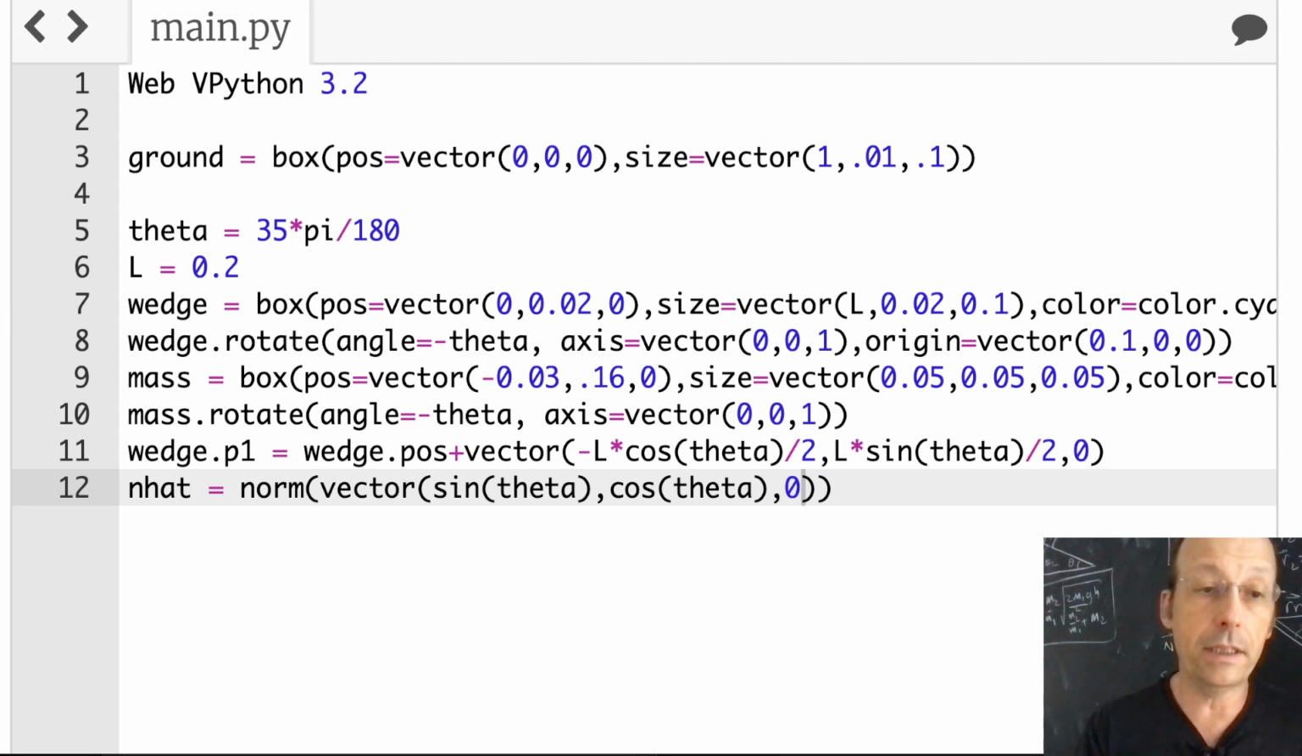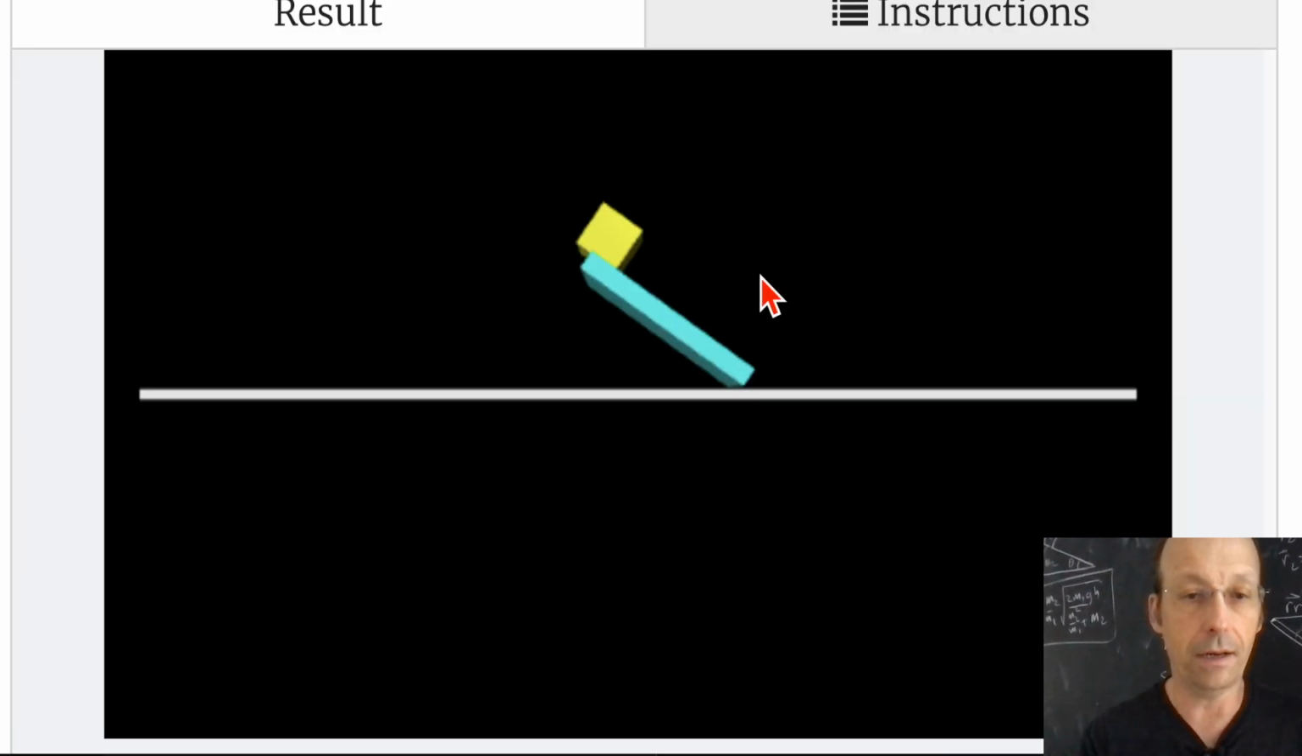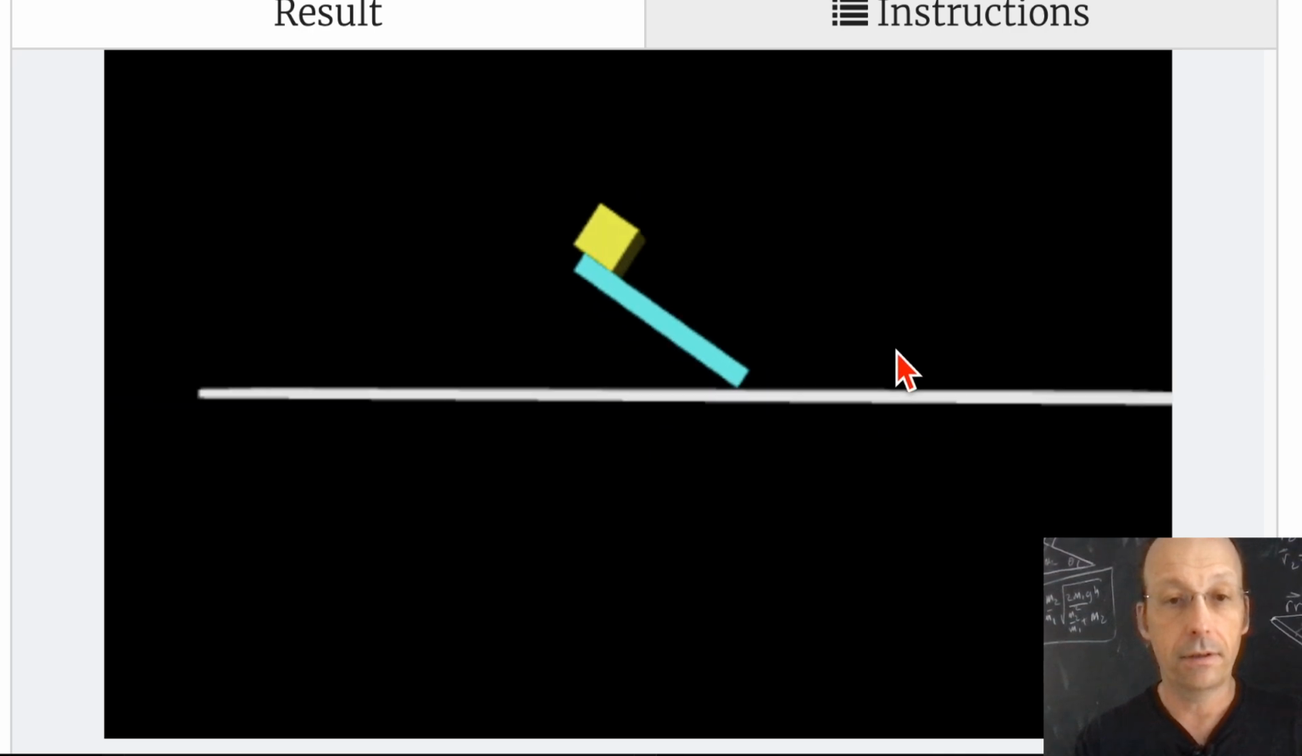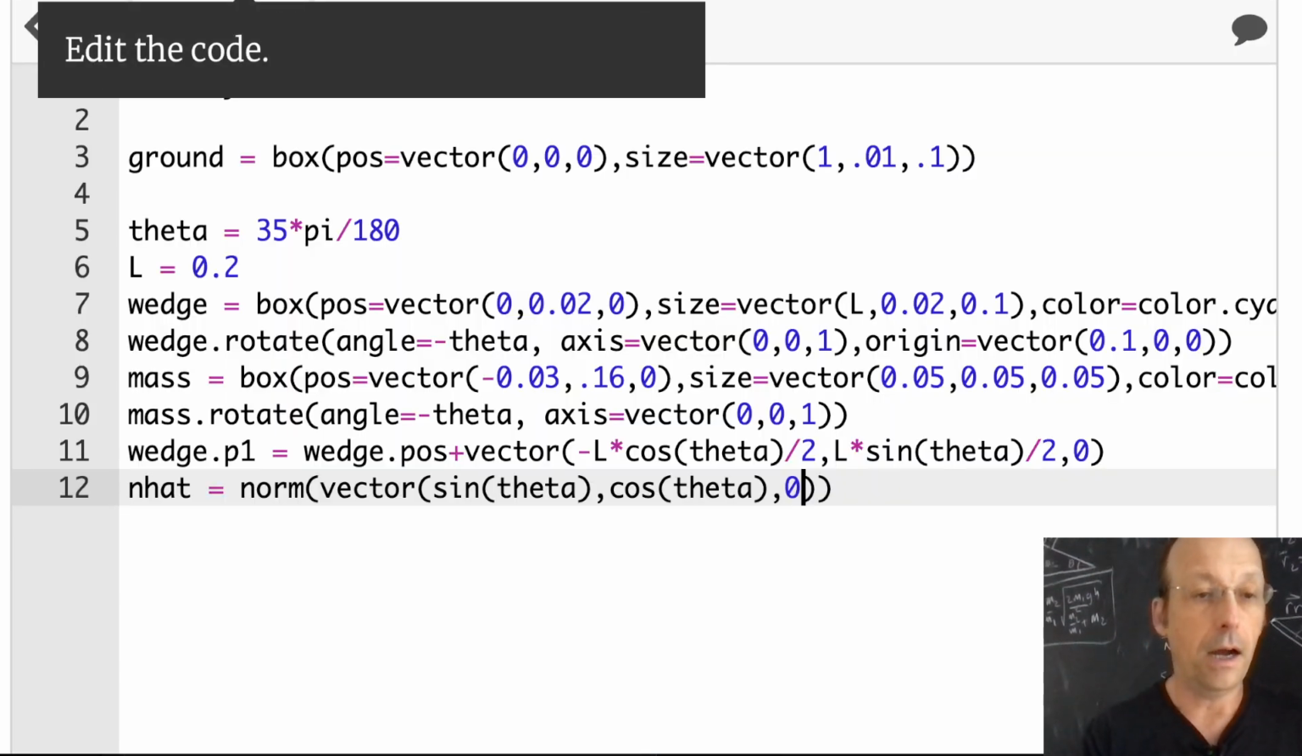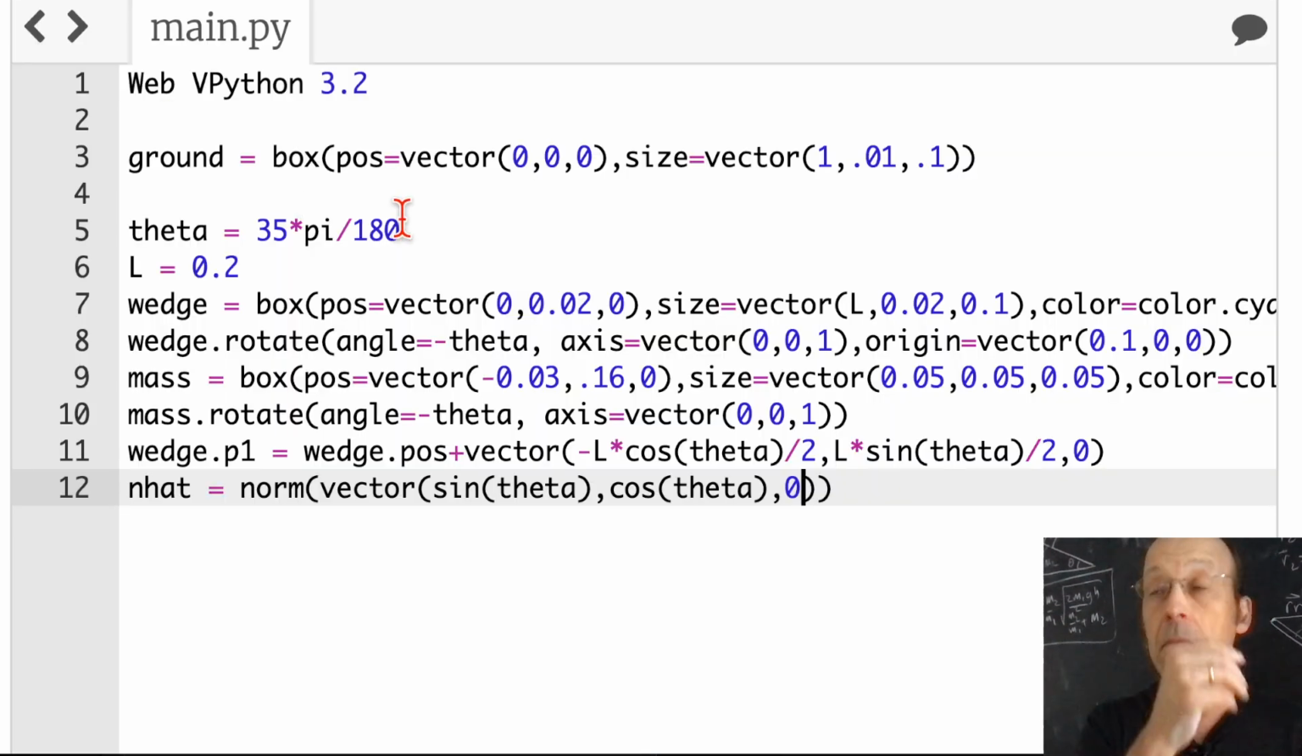Okay, let me run this so you can see what it looks like, because it actually does look pretty cool. And then I'll tell you. So there's my wedge, there's my block, and it's on this ground. Okay. So just so you know, the angle theta, it's just theta. That's the length of the wedge.